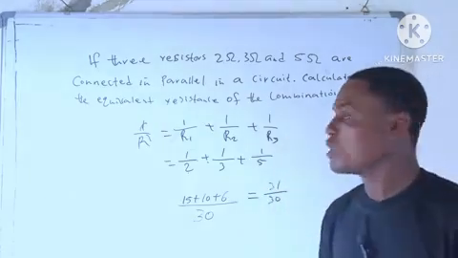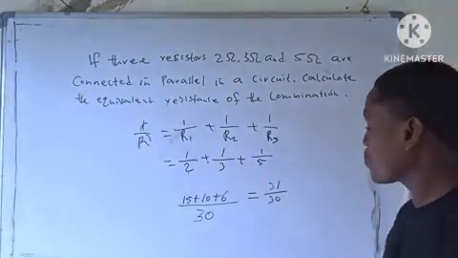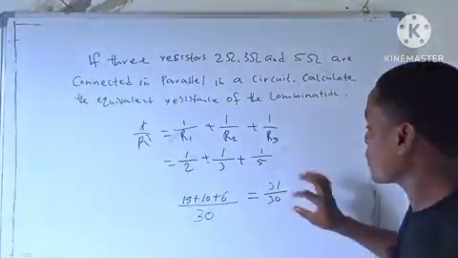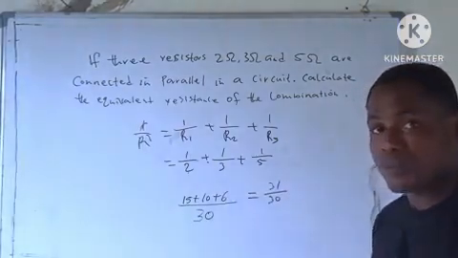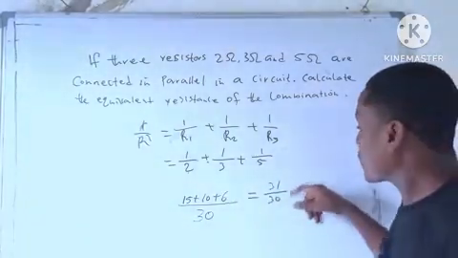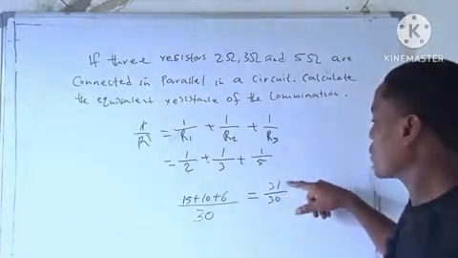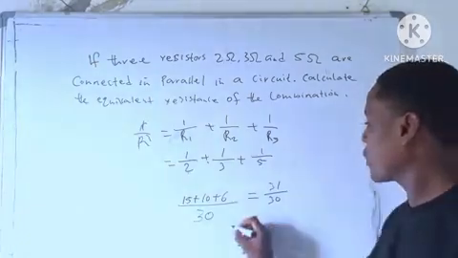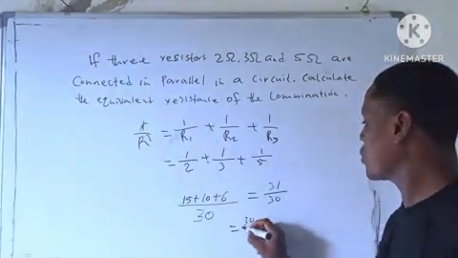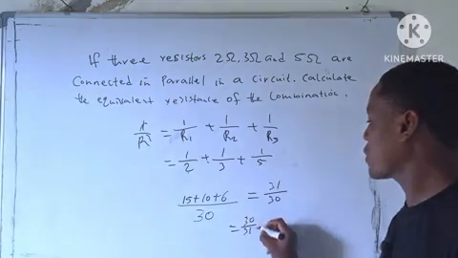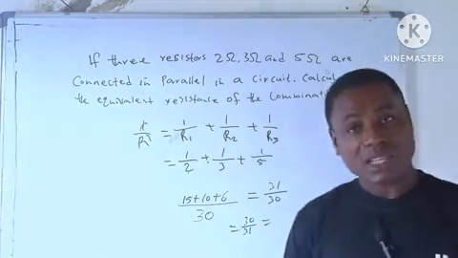That is JAMB for you, okay? Once you solve to this extent, what you should do is interchange them. You will bring the denominator upward and bring the numerator downward. So you will have 30 all over 31. Are you getting it now?